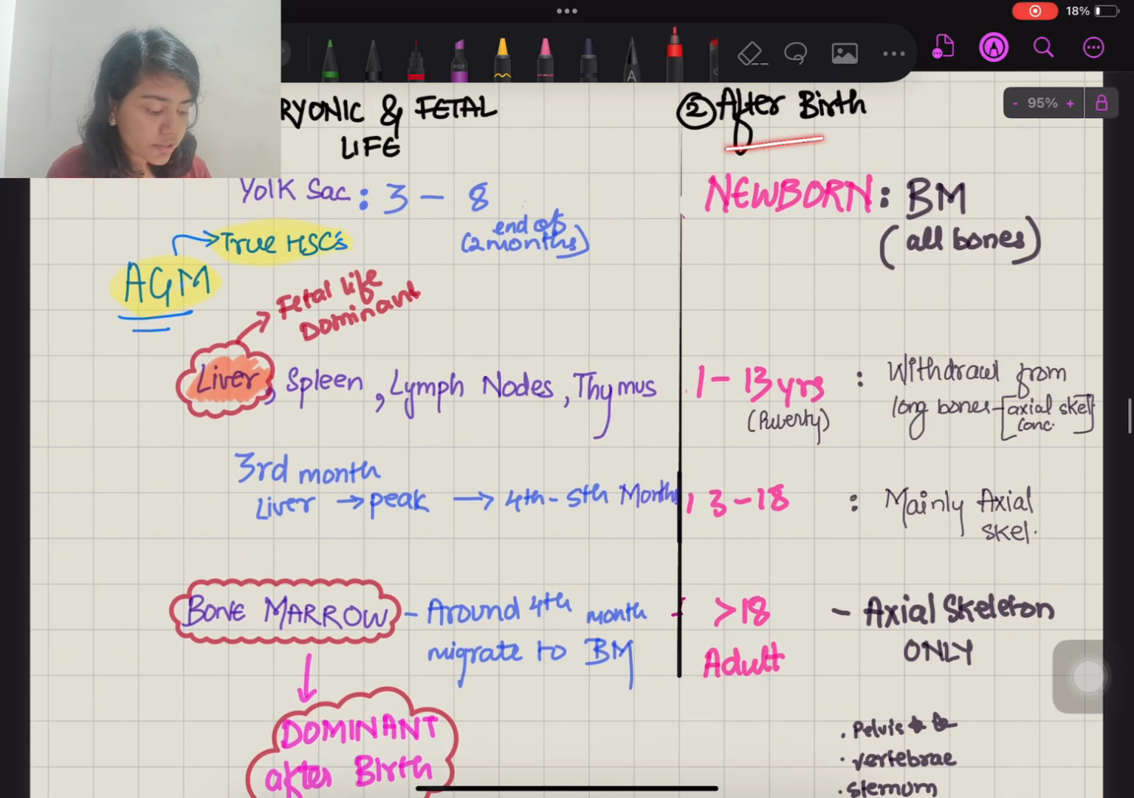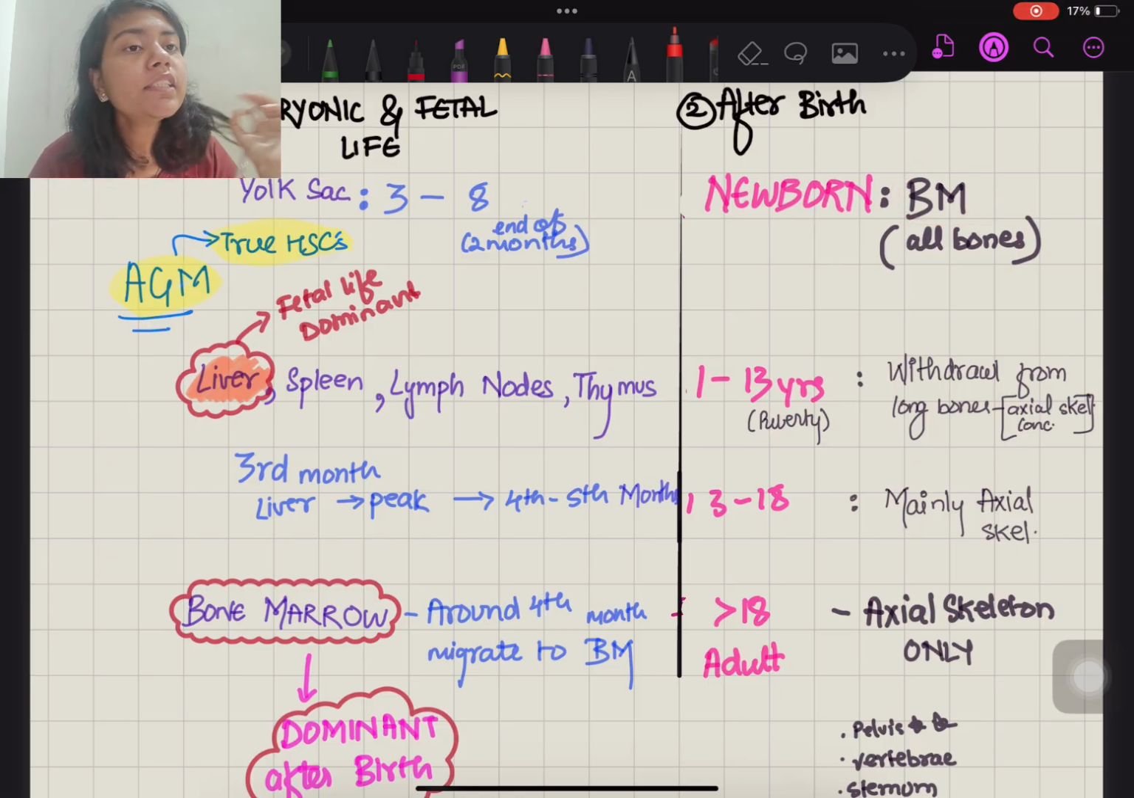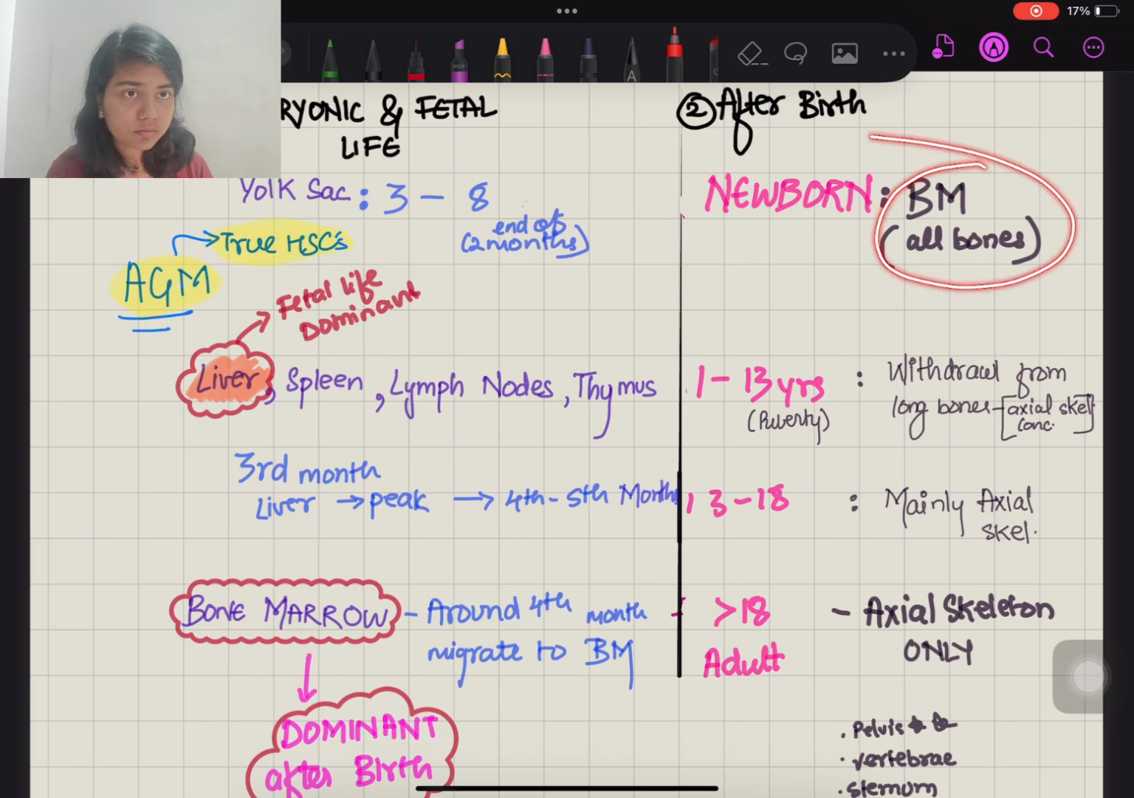Then we come to after birth. Okay, so after birth, in the newborn, where will hematopoiesis occur? In bone marrow, and bone marrow of all the bones. Then slowly what will happen is hematopoiesis will limit itself to the axial skeleton. Why? Because your long bones, which are a part of the appendicular skeleton, will have deposits of fat. Okay, so red bone marrow will decrease, yellow bone marrow will increase. So it will be limited to the axial skeleton slowly. In the newborn, it is all the bones.